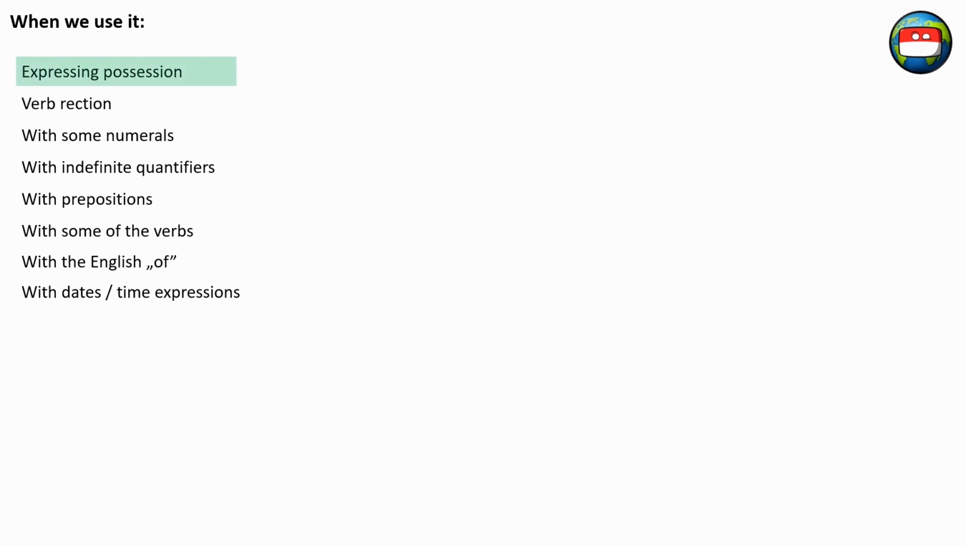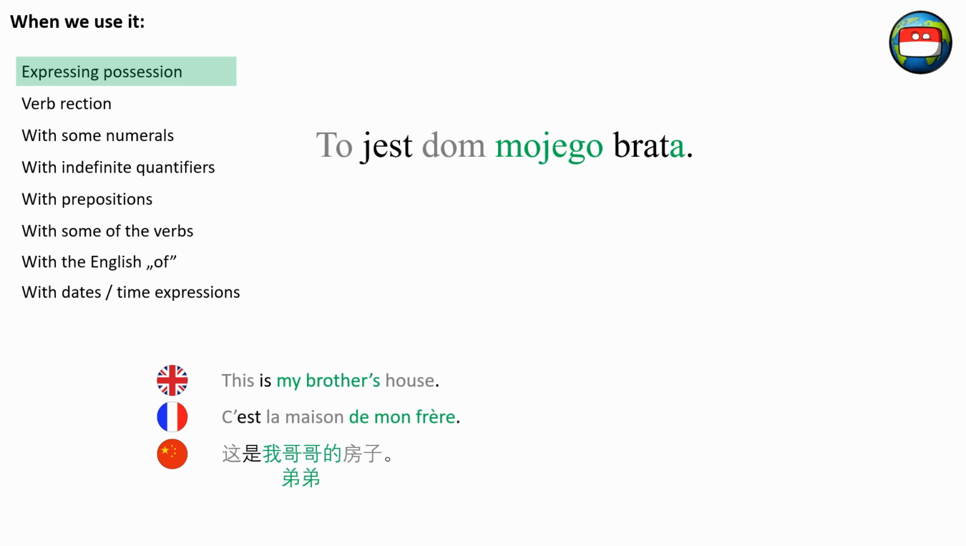First is expressing possession. This is simply the equivalent of apostrophe S in English. Take a look at these examples. To jest dom mojego brata. This is my brother's house. In this phrase, my brother is the owner. And notice that in my brother, the possessive pronoun my is also in genitive case.